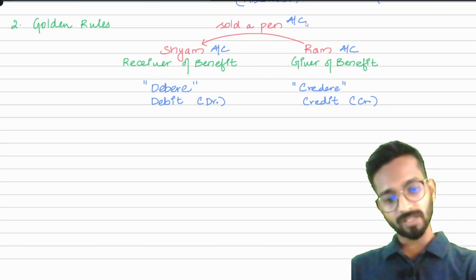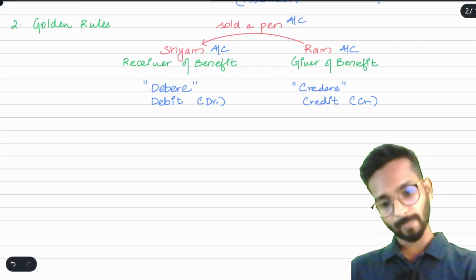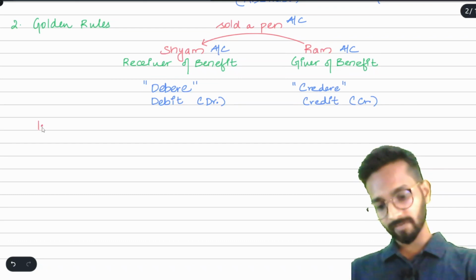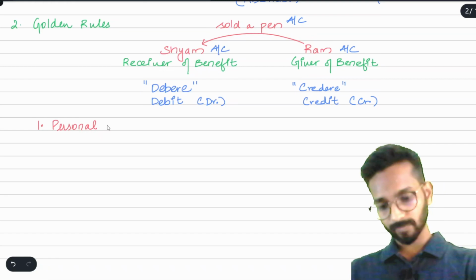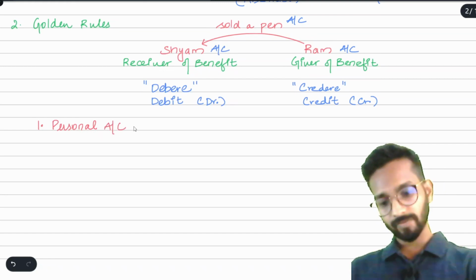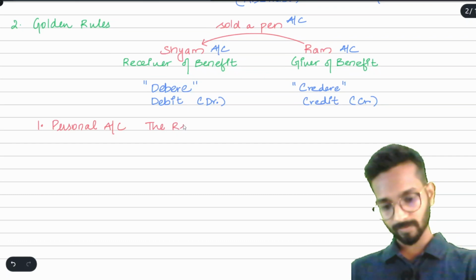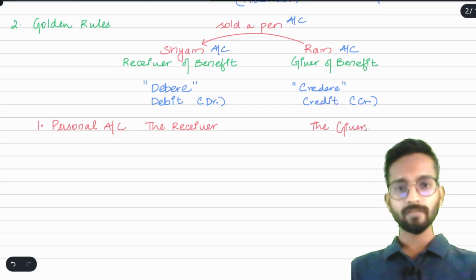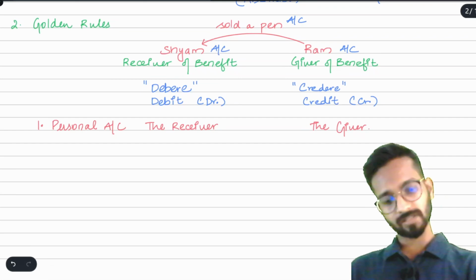So from this, our golden rule number 1 is, whenever we are talking about personal account, we will debit the receiver and credit the giver. Very simple. After this, what is happening?